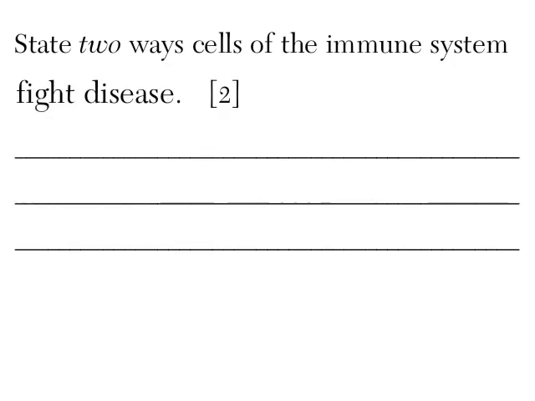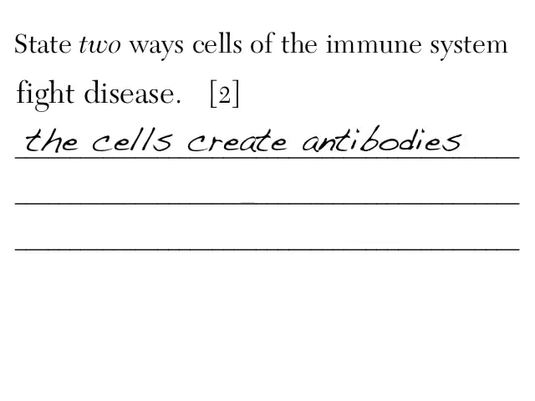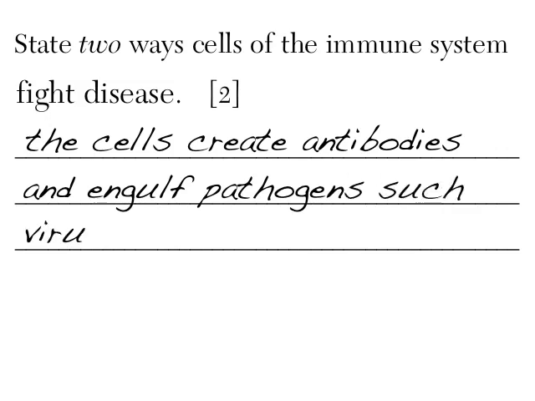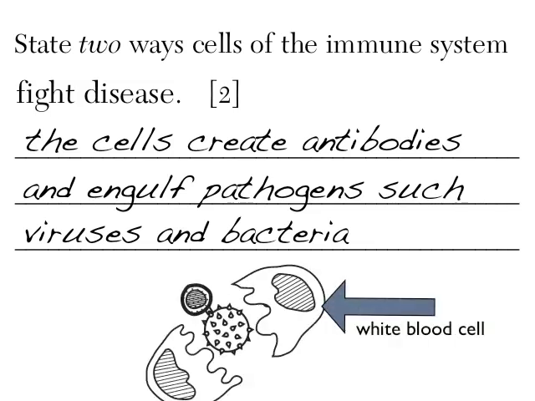Here was a Regents question. State two ways cells of the immune system fight disease, and you can write stuff like the cells create antibodies and engulf pathogens such as viruses and bacteria. So that's 2 points. Now, another thing is famous picture for white blood cells, usually drawn like this.